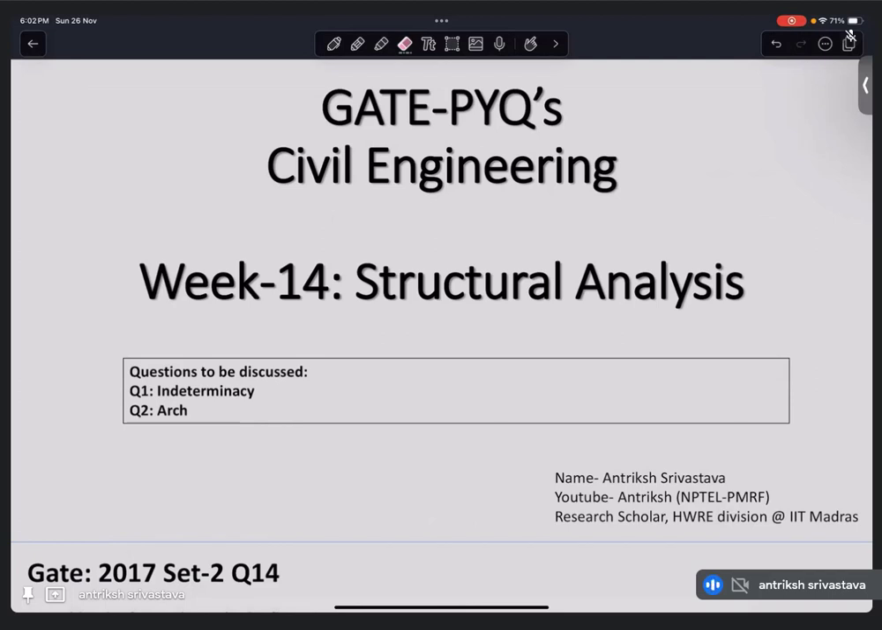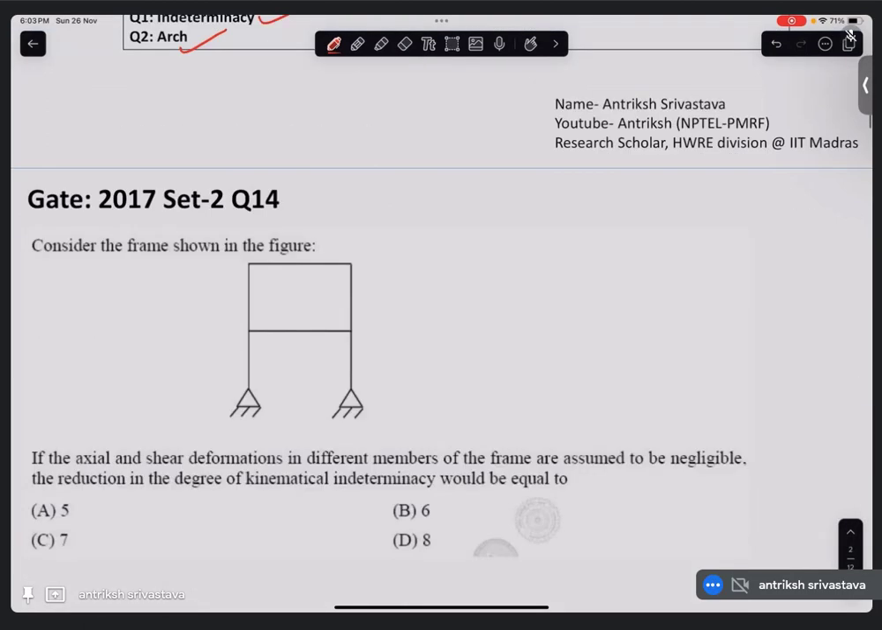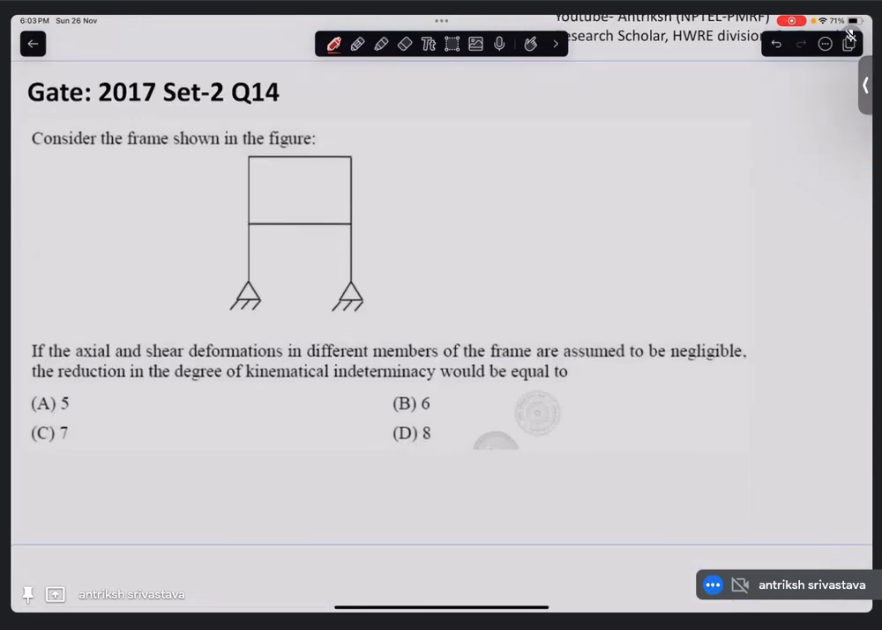So let's start today's session. Today's session is going to be on structural analysis, and we will basically finish our quota by looking at two questions, one related to indeterminacy, kinematic indeterminacy basically, and the second one is a very basic question on arches. Okay, let's start. So question number one, GATE 2017 set 2, question number 14.